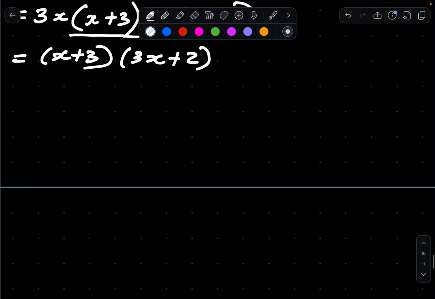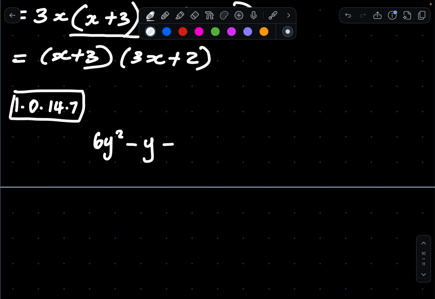Perfect. Then now, let's do the next one. On this question, we are given 6y squared minus y minus 2. And we are asked to factorize this question. Right. Let's see, ladies and gents. Because the first part is not a 1. The a is not a 1. If it's not a 1, we use the AC method.